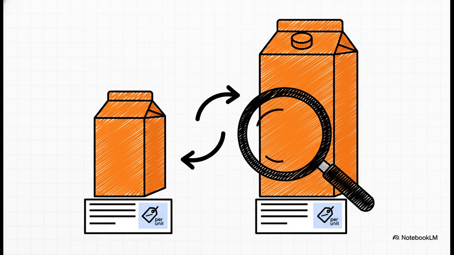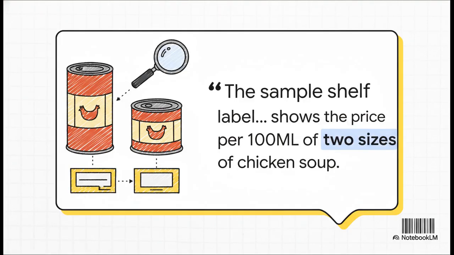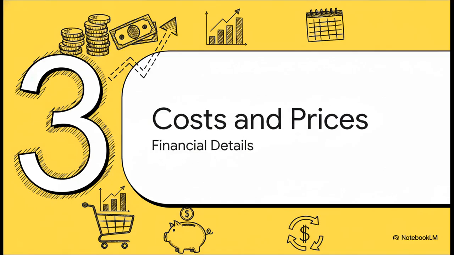If you sell the same olive oil in two different sized bottles, this helps the customer easily see which one is the better deal by showing the price per ounce or per milliliter. And here is a perfect real-world example. A customer is standing there looking at two different cans of chicken soup. Right there on the shelf label, they can see the price per 100 ml for each one. It's a tiny detail that makes a huge difference. It builds trust, it helps them make a smart choice, and it's all powered by one little field you fill out.